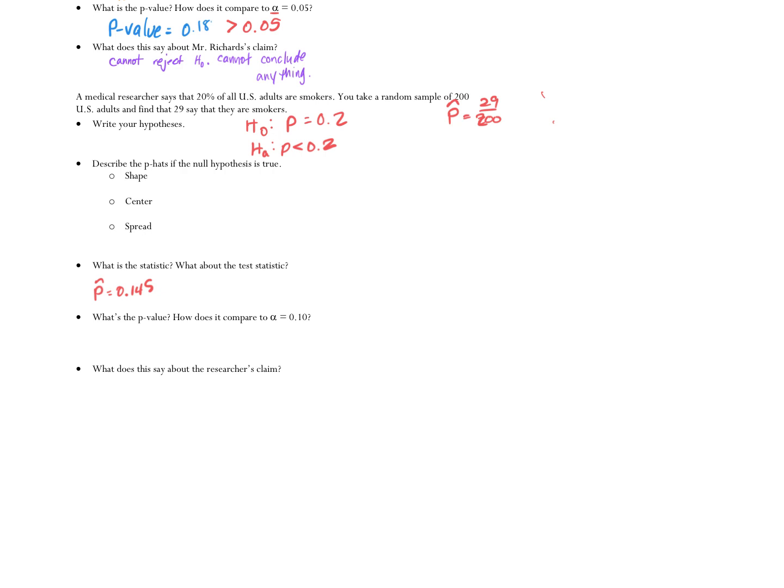Is everybody good? Next we do that normal condition, so I'm going to do 200 times 0.2 and 200 times 0.8. That would be 40 and 160, so normality's there. What's the mean of all those p-hats going to be? 0.2. And the standard deviation of the p-hats would be the square root of 0.2 times 0.8 over 200.